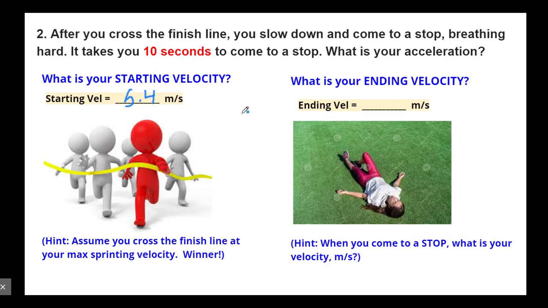Then we gradually slow down, eventually coming to a stop. When we are stopped, what is our velocity? What is our speed? Well, at a stop, our velocity is 0 meters per second. For the second part of the race, our starting velocity is 5.4 meters per second, and our ending velocity is 0 meters per second. Now we can calculate change in velocity.